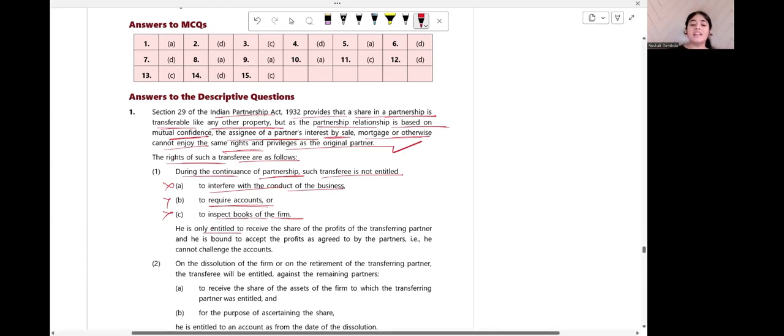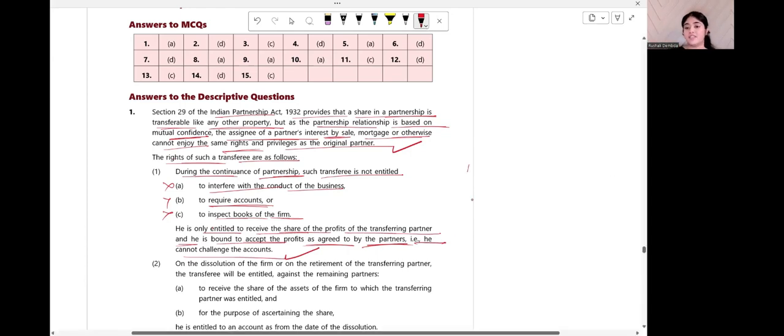He is only entitled to receive the share of profit of the transferring partner, and he is bound to accept the profits as agreed by the partners. That is, he cannot challenge the accounts. You can't check the books, you can't challenge the accounts also. Now here he is only going to receive the profits of the transferring partner. Whatever profits that person was getting.